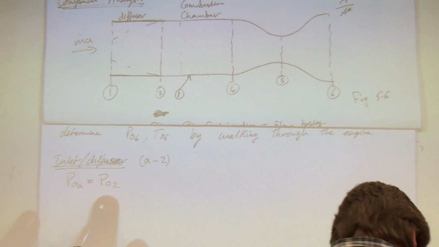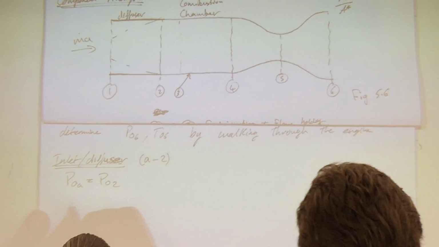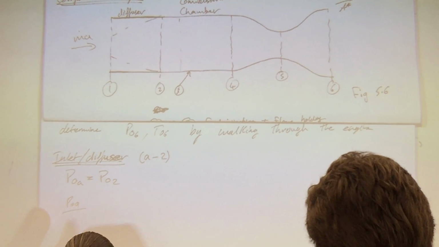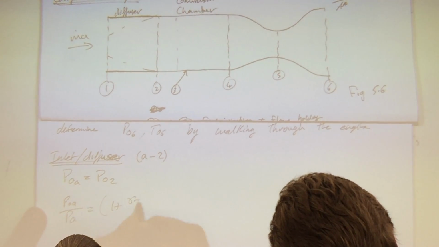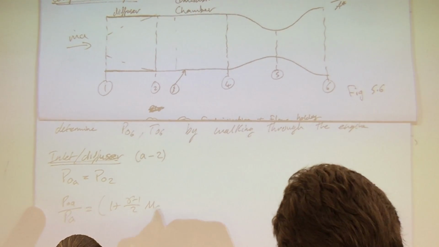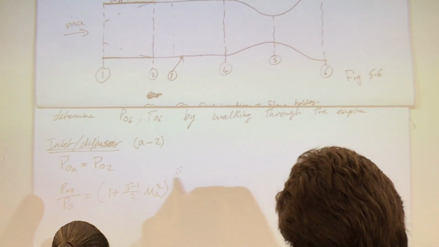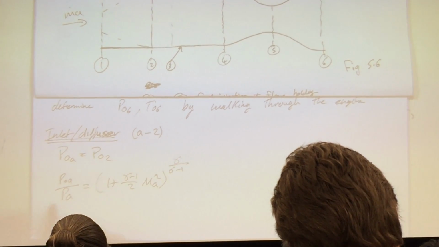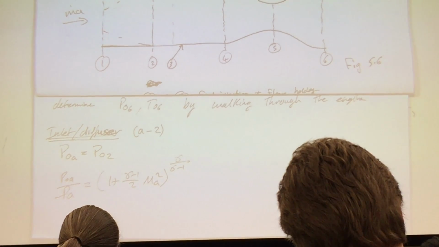So if I know my stagnation properties, I can find my stagnation pressure based on the ambient condition, which is equal to 1 plus (gamma minus 1) over 2 times the flight Mach number squared, to the power of gamma over gamma minus 1. I know this because I don't control the atmosphere.